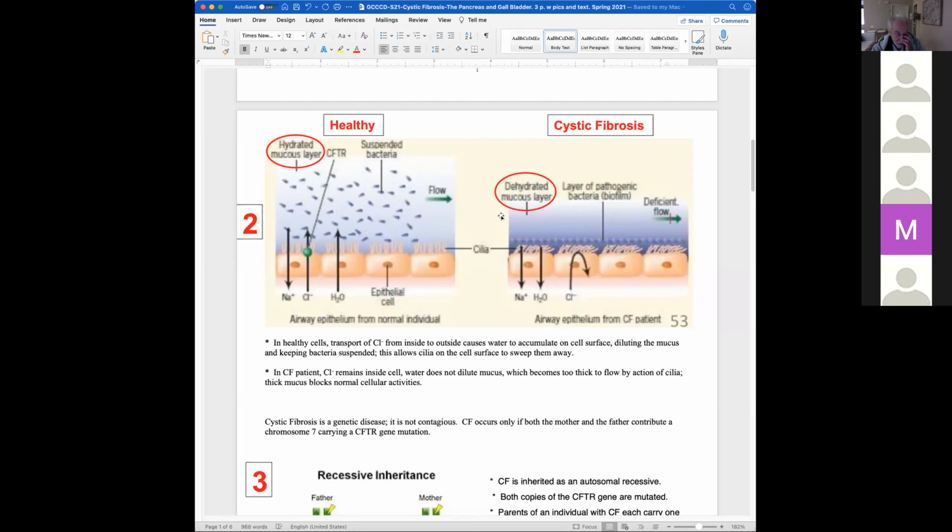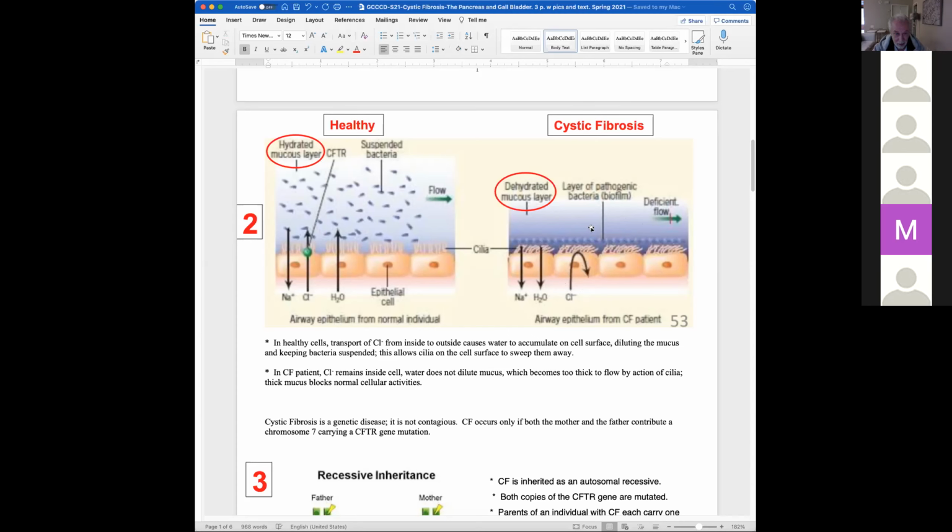In the case of cystic fibrosis on the right, there's no CFTR protein, or if there is one, it's not functioning properly. And so chloride ions are not being transferred. Water is not flowing out. And the mucus becomes dehydrated, thick and sticky. And the cilia, you can see, are having a hard time. The flow of mucus is slow or nonexistent. And if there are bacteria there, instead of being swept away, they form a biofilm.